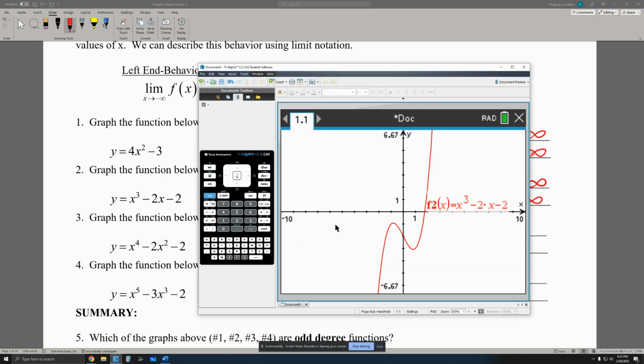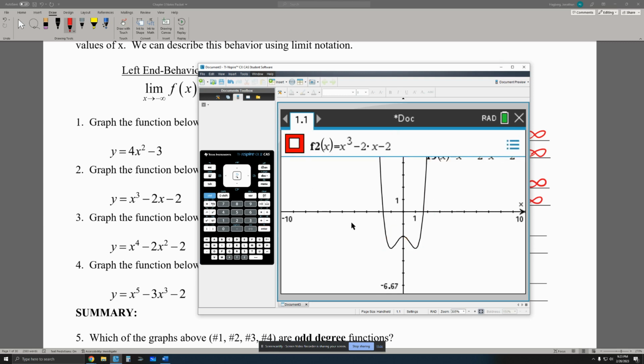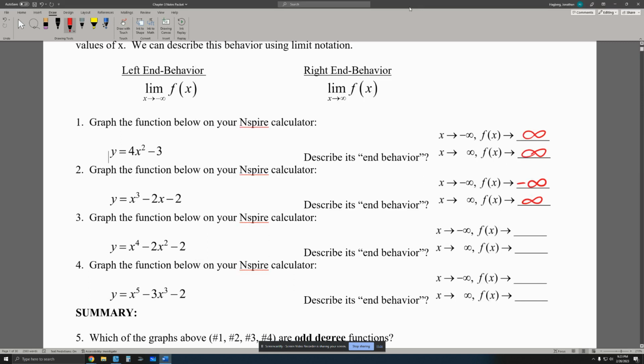y equals x to the fourth minus 2x squared minus 2. x to the fourth minus 2x squared, and then minus 2. And I want to turn off the visibility for that one. Okay, so now we see our third function here. This is a quartic, or a fourth degree polynomial. As x decreases, the function increases. As x increases, the function increases. So we see as x approaches negative infinity, the function approaches positive infinity. As x approaches positive infinity, f of x approaches positive infinity as well.